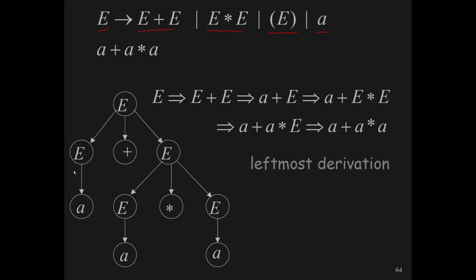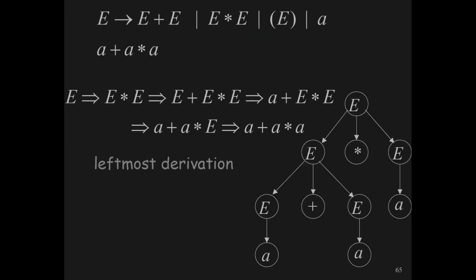So here's an example of a derivation. First you go with E plus E, and then the leftmost E generates A, while the rightmost one goes with E times E. And then the two E's generate both A's. So yes, you have A plus A times A, right?